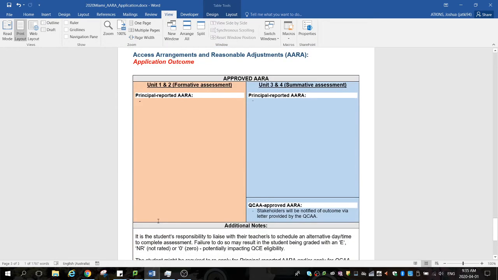The final page is the application outcome. So on this page, if you're applying for Unit 1 and 2 assessment, it will be detailed down here for the subject and the particular assessment piece and what AARA has been given. For Unit 3 and 4, if it's principal reported AARA, I will list it here. If you've applied for QCAA approved AARA, I will receive a letter from QCAA, which I will then provide to the student, teachers and heads of department.